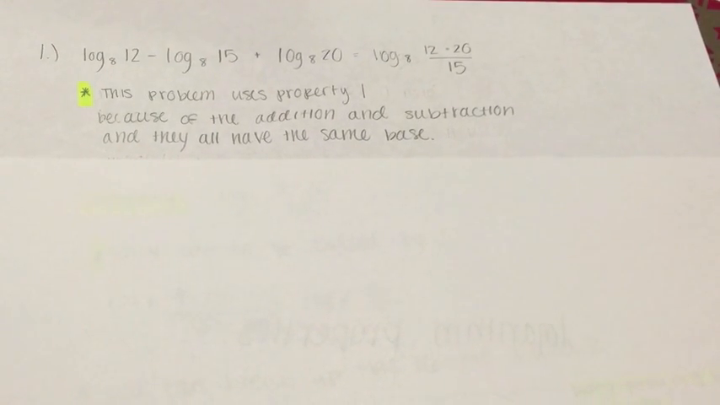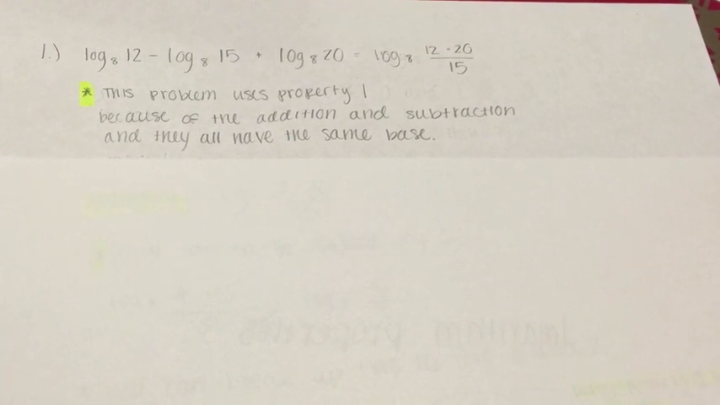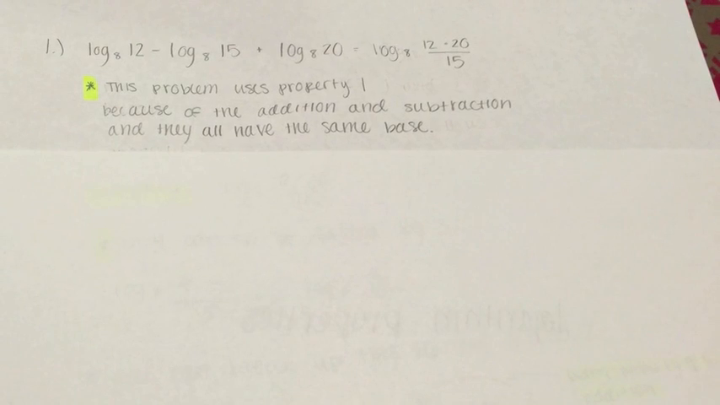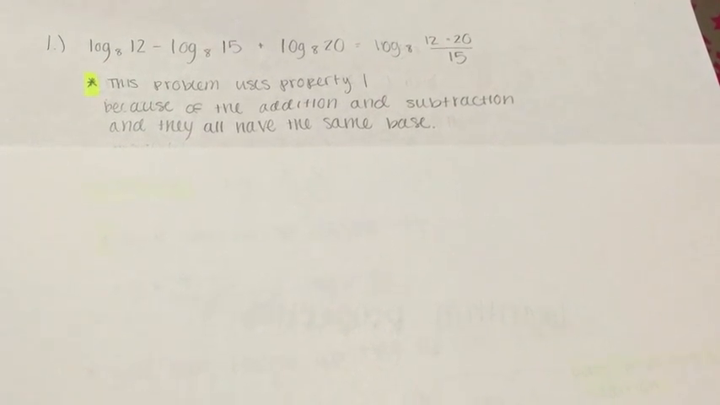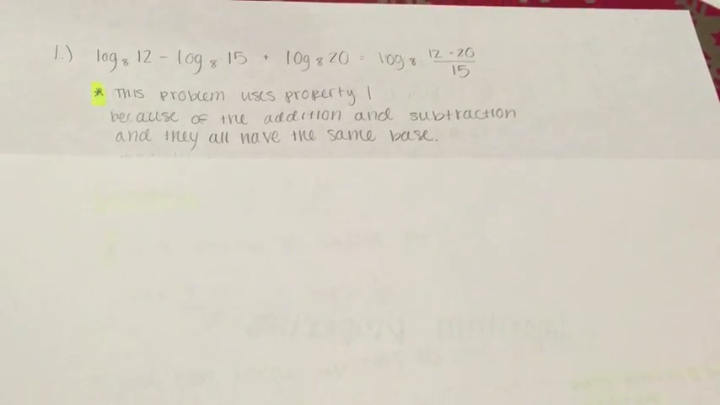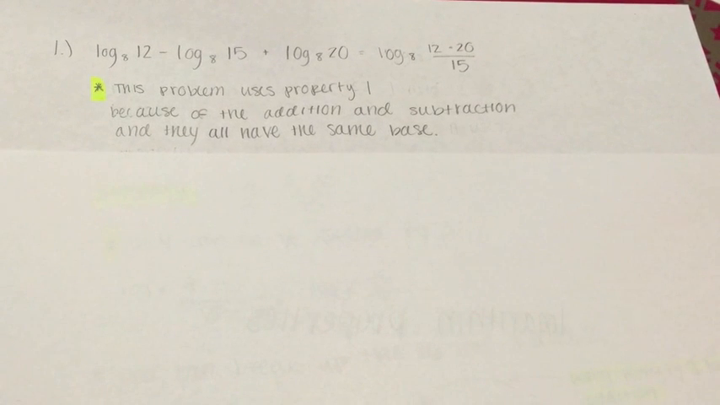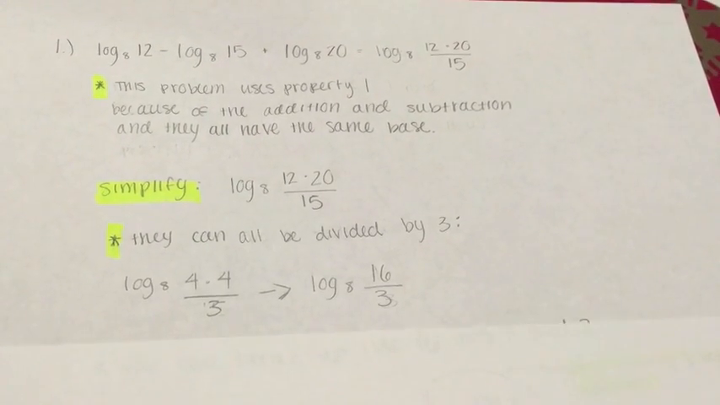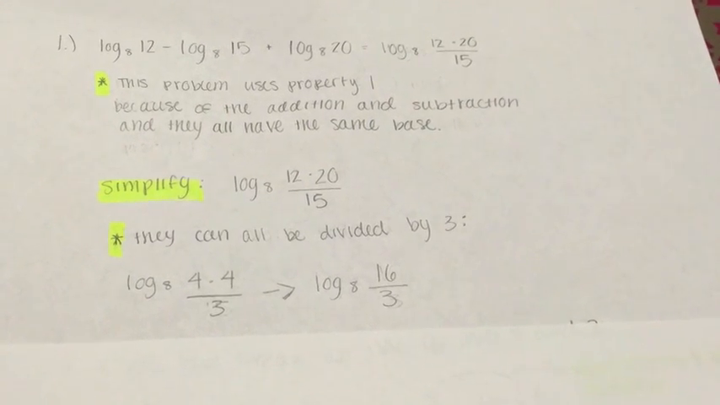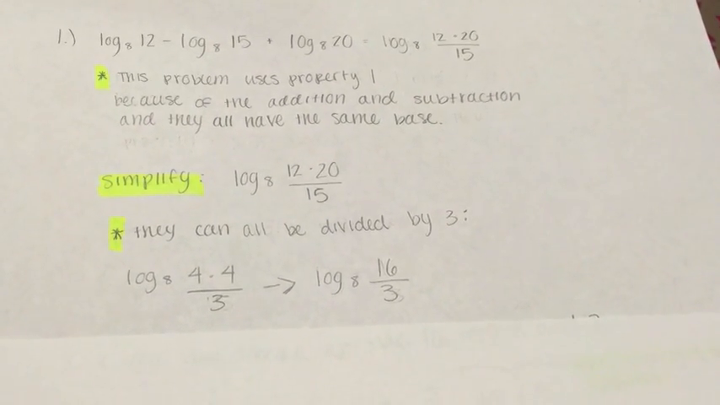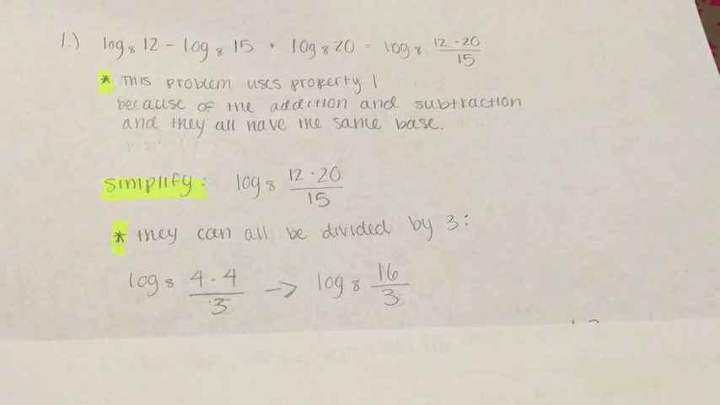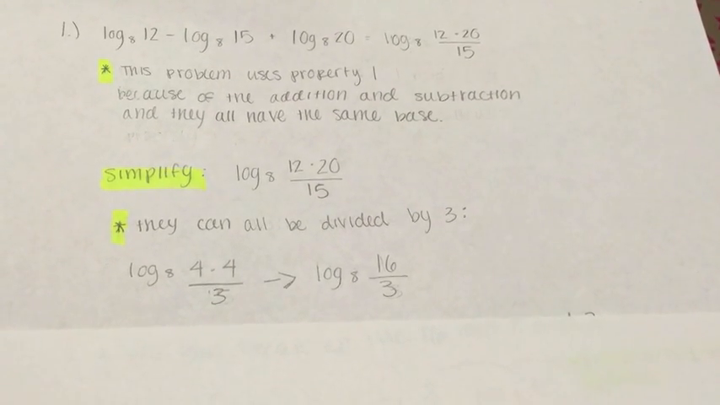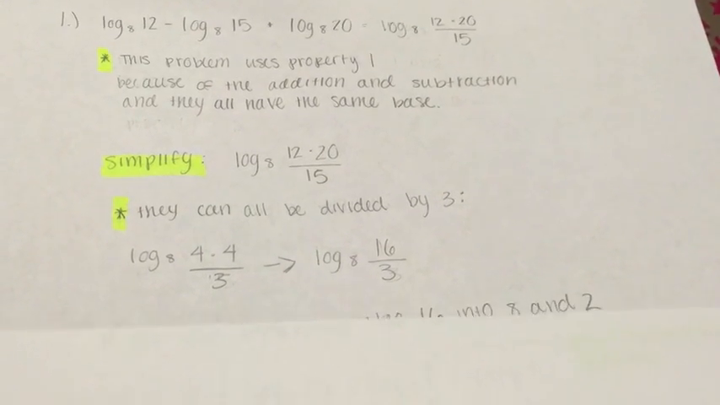The first problem we'll solve is log base 8 of 12 minus log base 8 of 15 plus log base 8 of 20 equals log base 8 of 12 times 20 over 15. This problem uses property 1 because of the addition and subtraction, and they all have the same base. You can then simplify this equation because they can all be divided by 3. So log base 8 of 4 times 4 over 3. And then you multiply the two 4s, so it becomes log base 8 of 16 over 3.